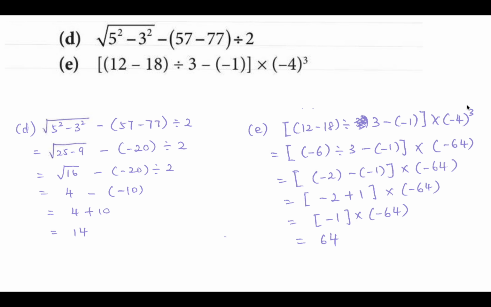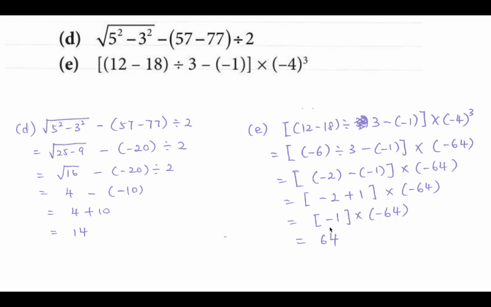At the same time, the power on the right side, we can actually sort that out first as well. So negative 4 to the power 3 is negative 64. After that, we continue to simplify whatever is inside the bracket first. So negative 6 divided by 3 gives us negative 2. Then we perform our subtraction. Negative 2 minus negative 1 is the same as negative 2 plus 1, which gives us negative 1.